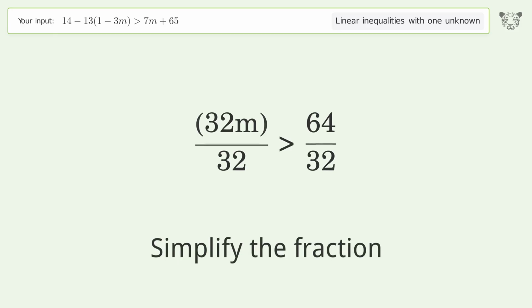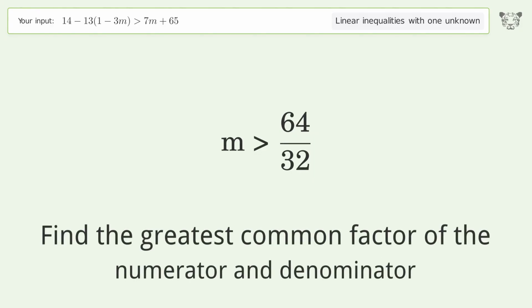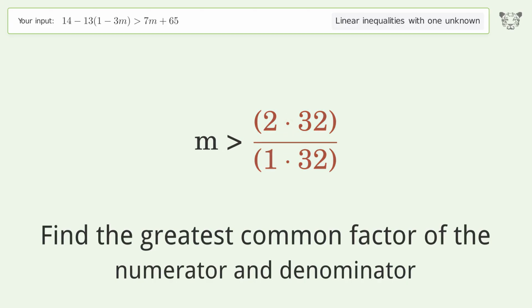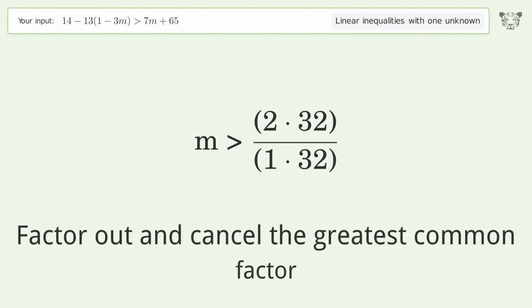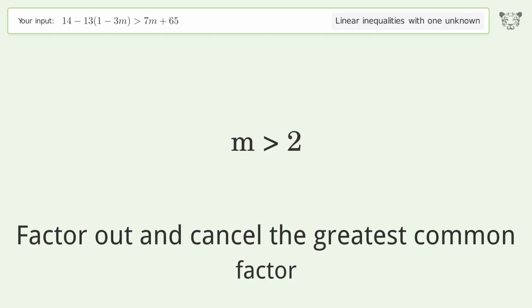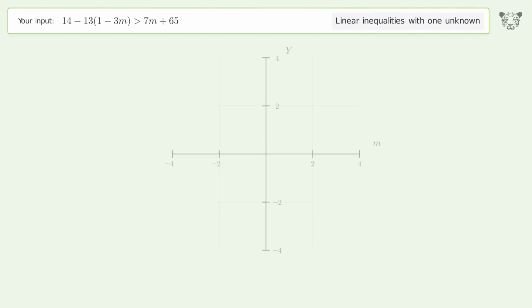Simplify the fraction. Find the greatest common factor of the numerator and denominator. Factor out and cancel the greatest common factor. Plot the solution on a coordinate grid. And so the final result is m greater than 2.